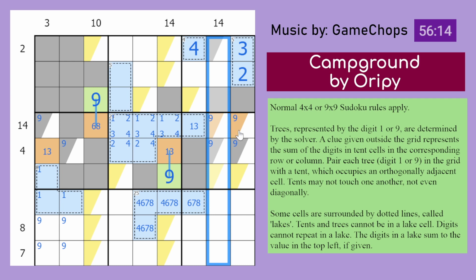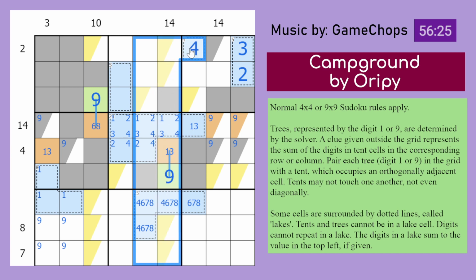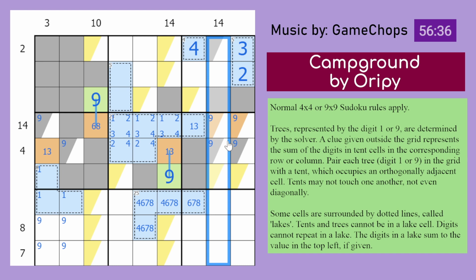This 14, I think this 14 must have two tents. Right, and the reason why is because these two 14 columns take up 5 columns total now, and therefore can only have 5 trees providing tents for them. And therefore, if this takes 3, this can only take 2. So they must take 2 tents only.